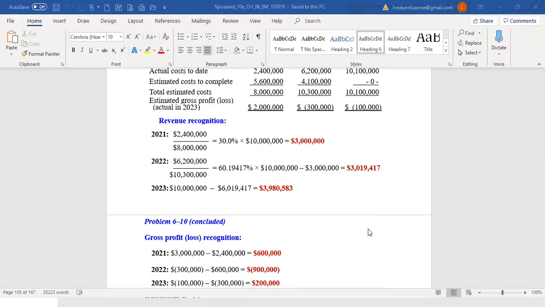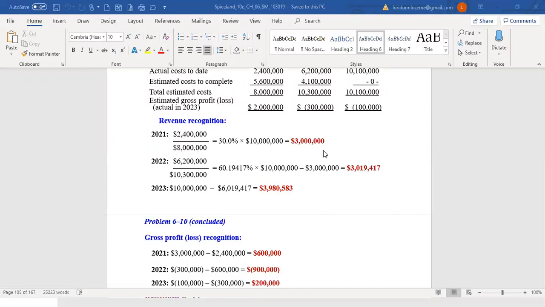The first year, we're still going to only recognize $3 million as revenue. Now, in the second year, we're going to take the actual cost of 6.2 divided by the total expected cost of 10.3 to determine how much of the project is completed by the end of the second year. And you can see it's 60.2% basically. Multiply that by 10 million.